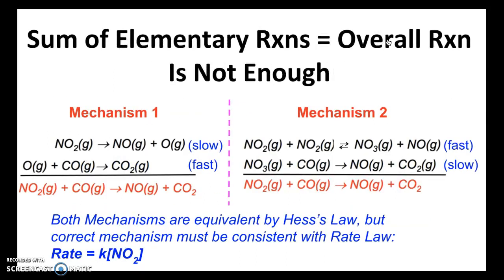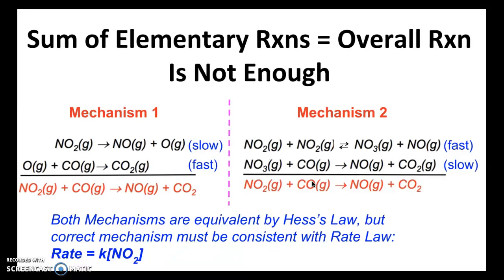So let's take a look at this example here. We have mechanism 1 and mechanism 2 for this overall reaction that is shown in red. And we could prove that both of these mechanisms, when you add them up, will give you this overall reaction. So based on the first criteria, the sum of the elementary steps for both mechanisms equals the overall reaction. So now how can we tell which reaction matches the rate equation?